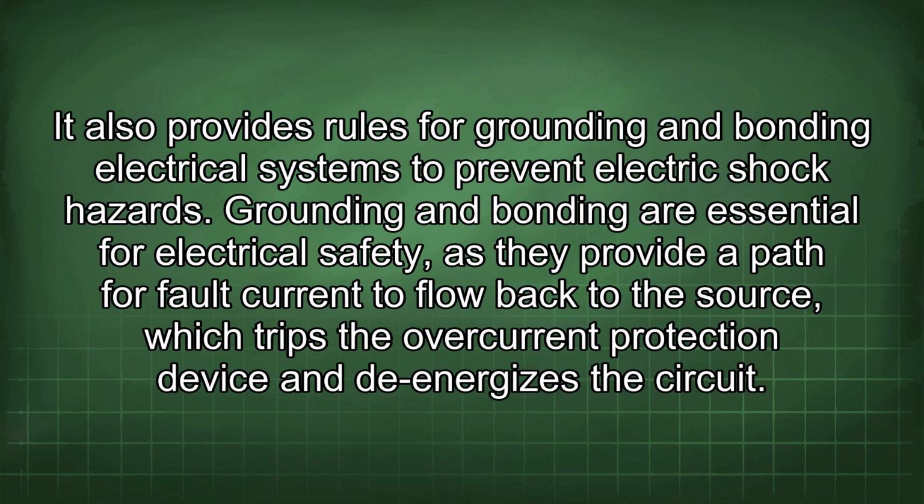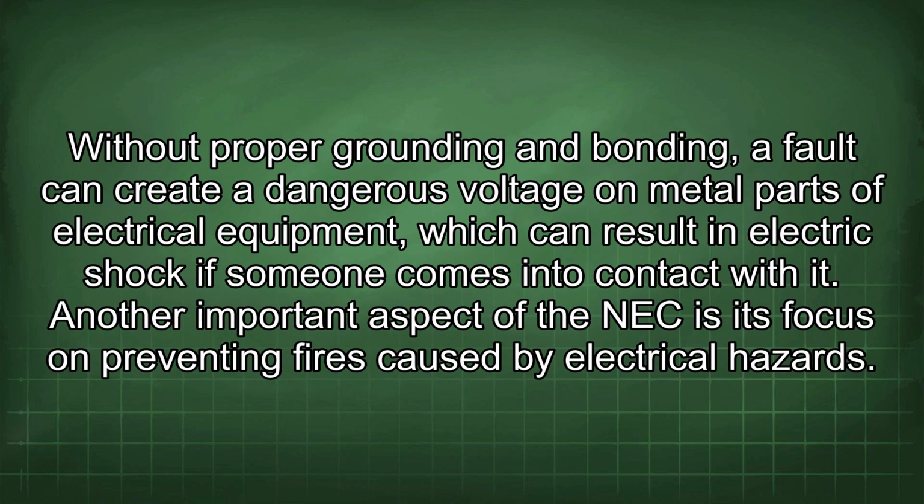Grounding and bonding are essential for electrical safety, as they provide a path for fault current to flow back to the source, which trips the overcurrent protection device and de-energizes the circuit. Without proper grounding and bonding, a fault can create a dangerous voltage on metal parts of electrical equipment, which can result in electric shock if someone comes into contact with it.